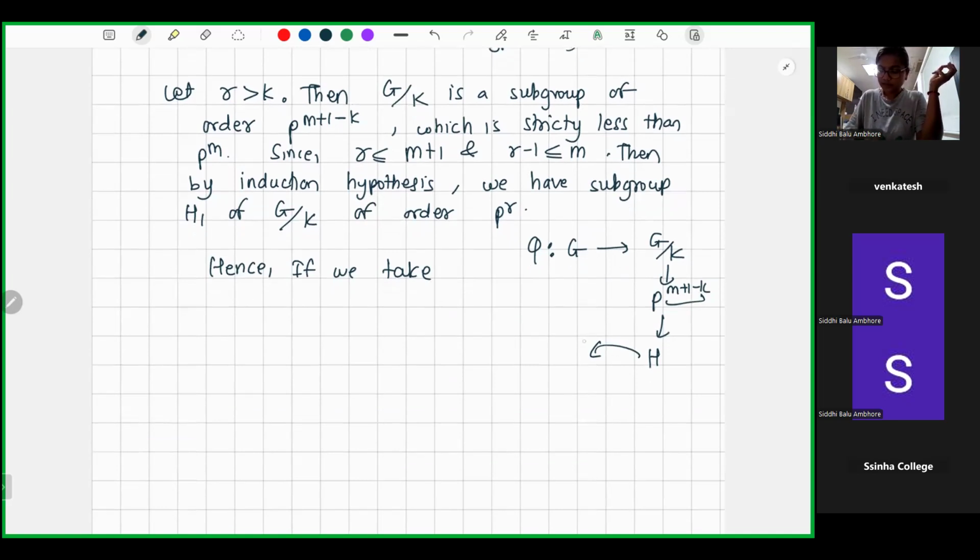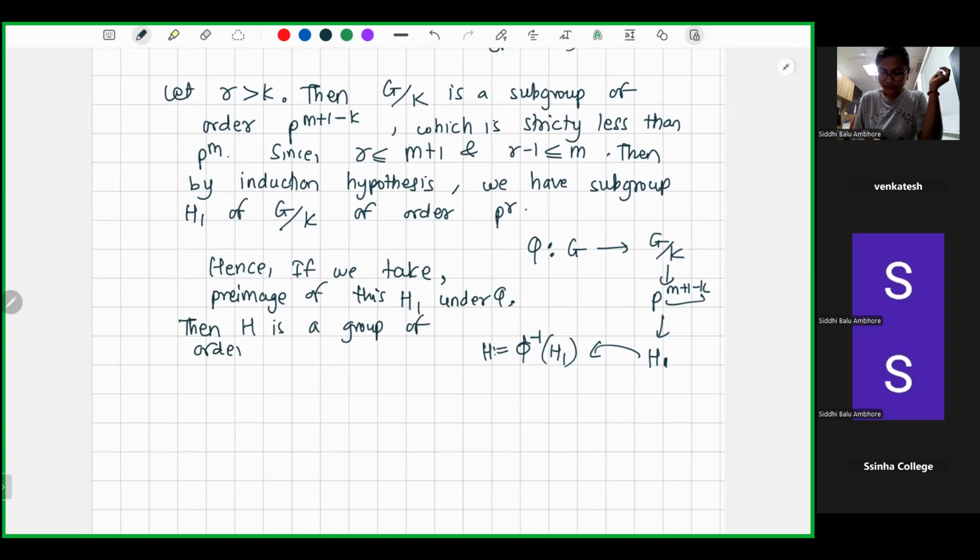If we take the pre-image of this H1 under phi, and call it H, then this H is a group of order p^r. Is this okay?